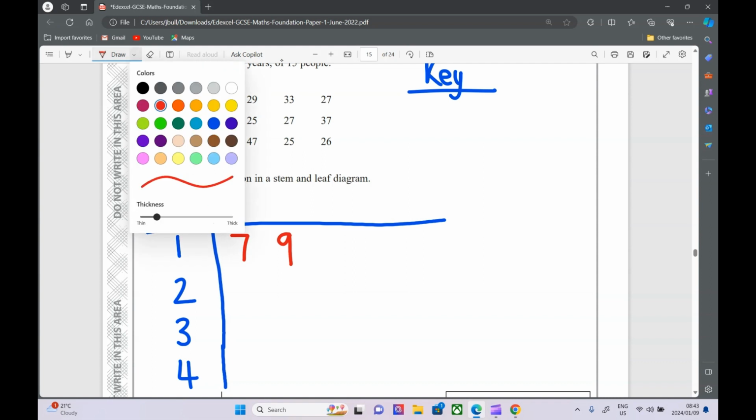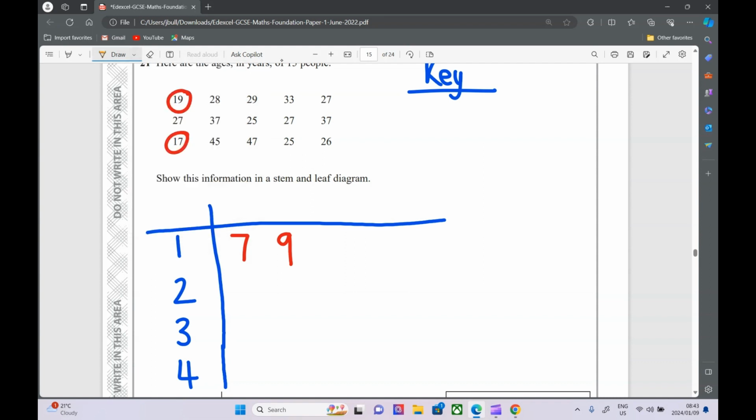Okay, next up, let's do all of our 20s. So I've got 28, 29, 27, 27, 25, 27, and 25, and 26. Again, we want to go from smallest to biggest. So I'm going to do my 25s first. So I've got two 25s. Let's just cross them out so we keep track. Then I've got a 26. Then I've got two 27s, a 28, and a 29.